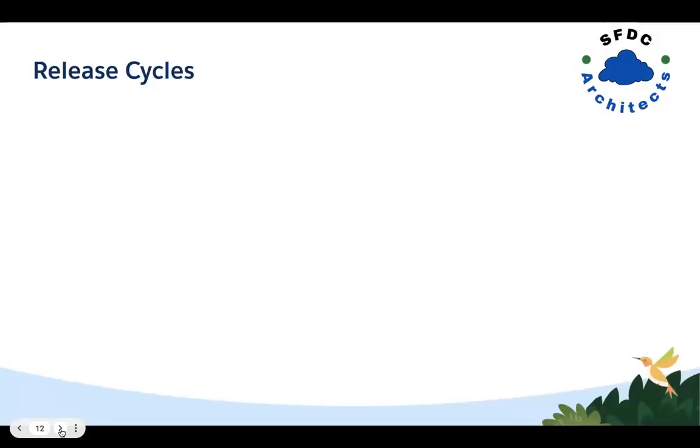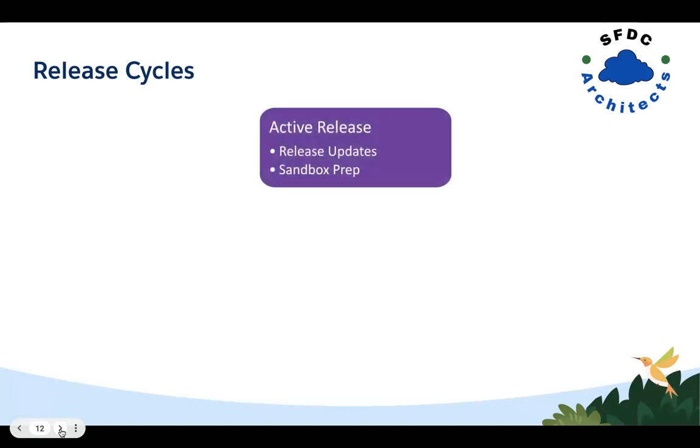So let's talk about core. So we think about 3 releases a year, but if you think about it, it actually has a little bit more detail behind it. So right now we're in the active release. And we're going to go through each one of these. You can be doing some of the pre-testing. If you're able to do it now, you can do sandbox prep.